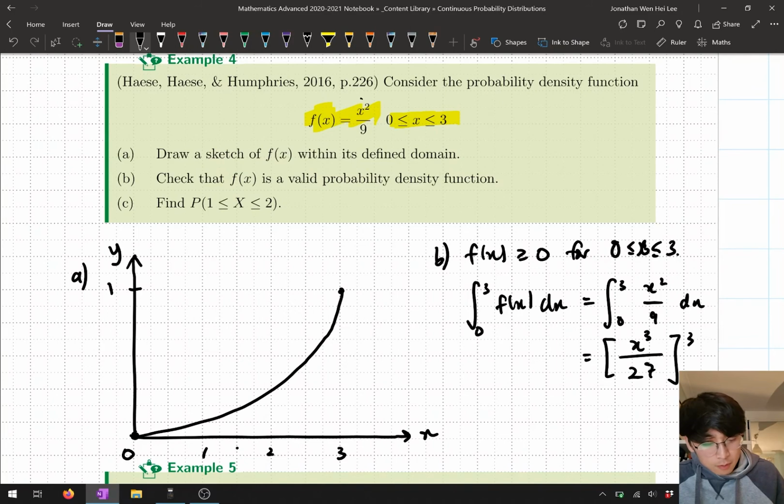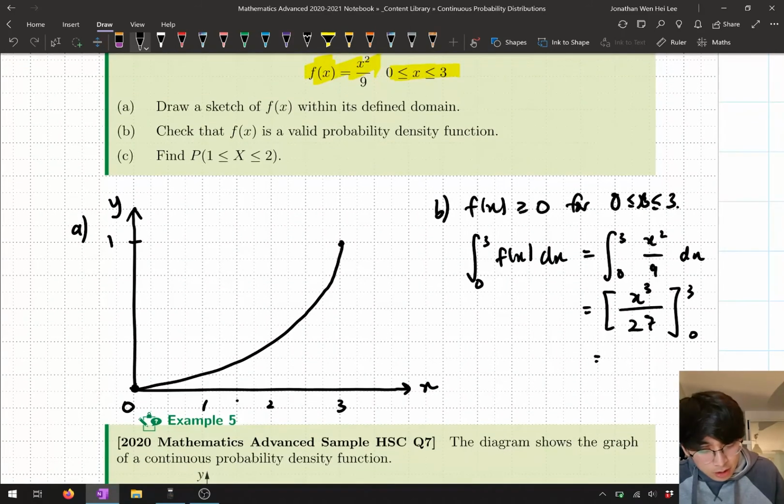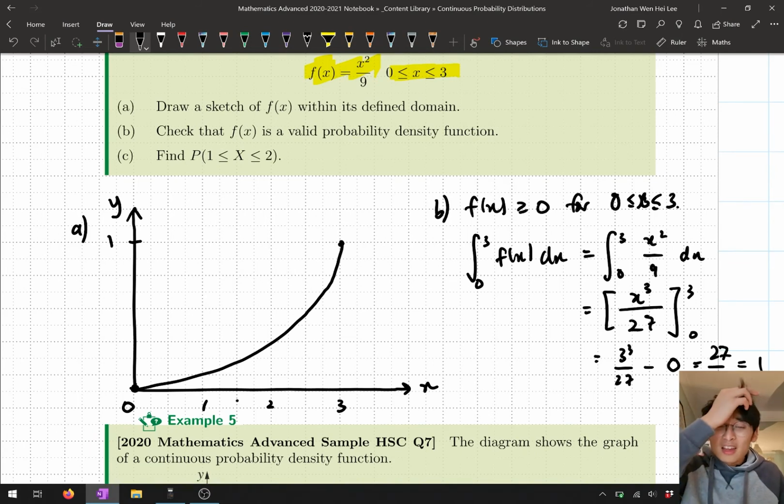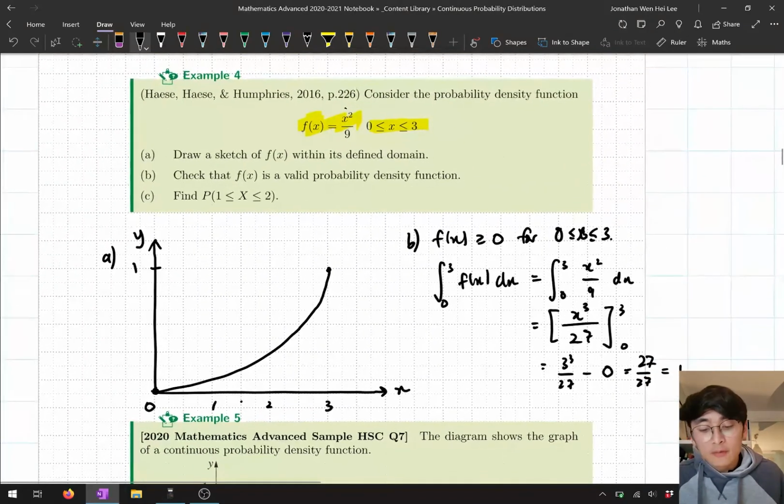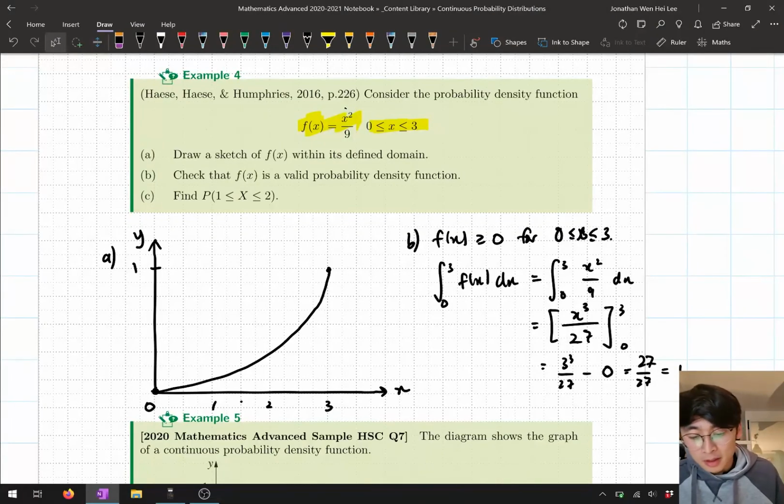Final step, I just need to substitute these values in. So I get 3 to the power 3 over 27 minus 0. And that's 27 over 27, which gives me 1. Exactly right. That's what I wanted to find there. So that's how we check if our function is a valid probability density function.